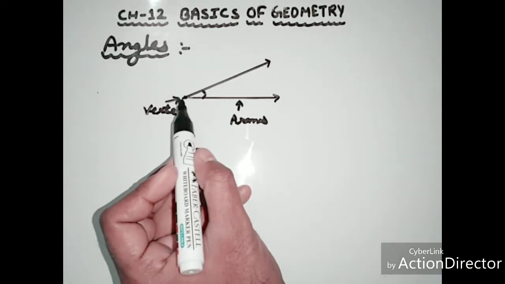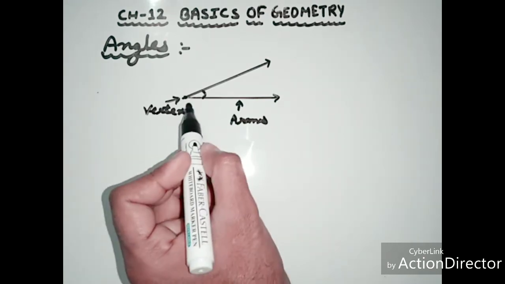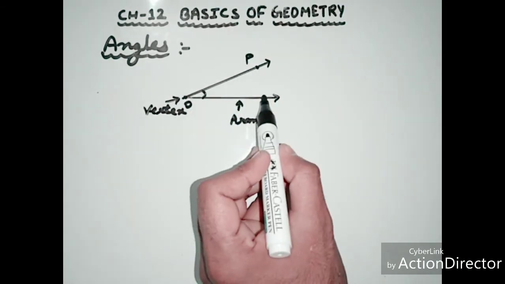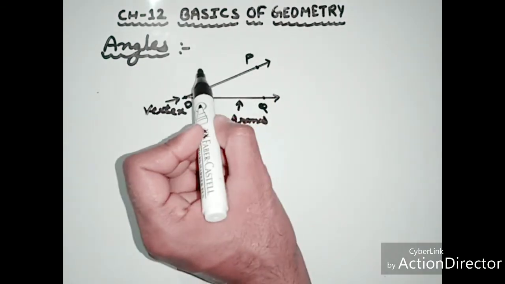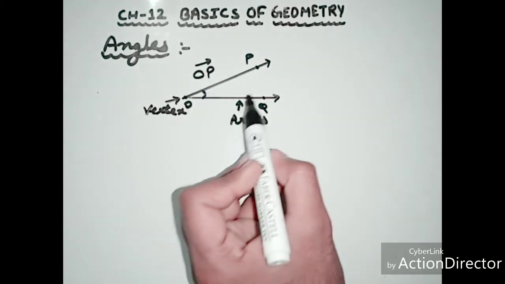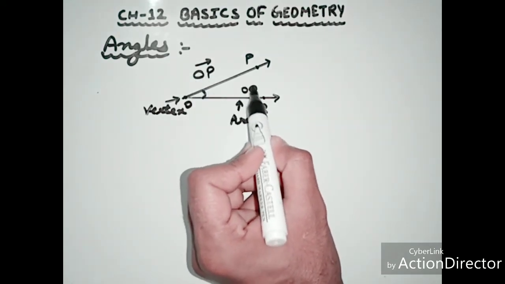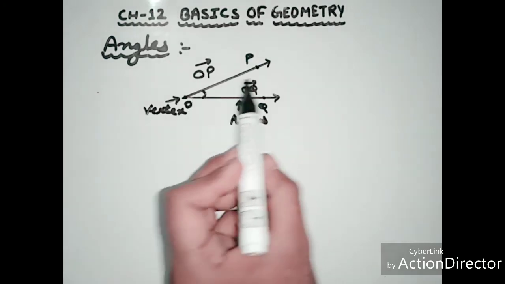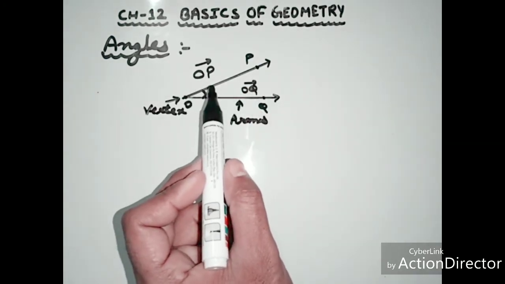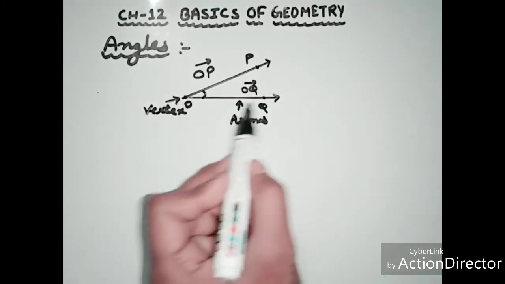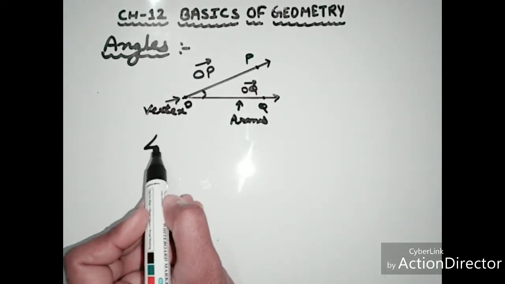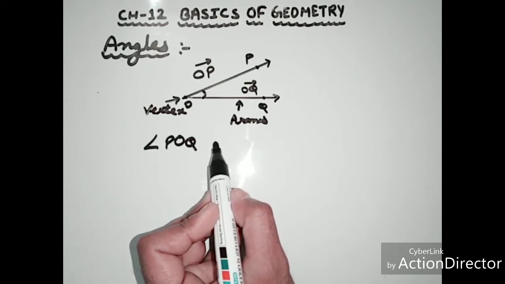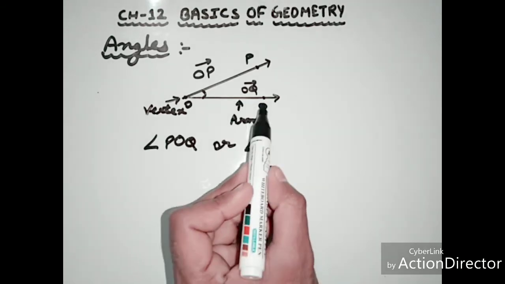Now we give the names of these two rays, OP and OQ. So here we write ray OP and ray OQ. So at point O, these two rays make an angle, angle POQ. This is the symbol of an angle, angle POQ or angle QOP.